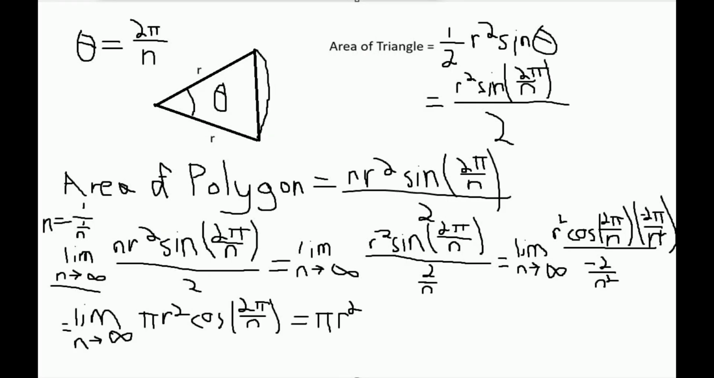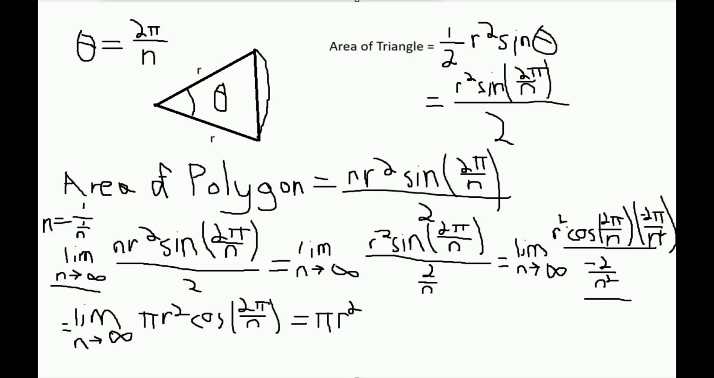So in the denominator, it's very simple. Just use the power rule, and you get the expression there on the bottom. But for the top, what you're going to do is use the chain rule. So you're going to get the derivative of sine 2 pi over n with respect to 2 pi over n.